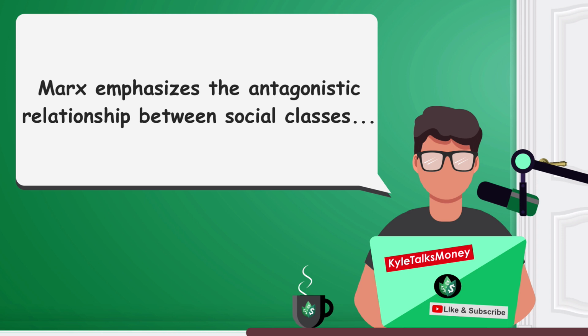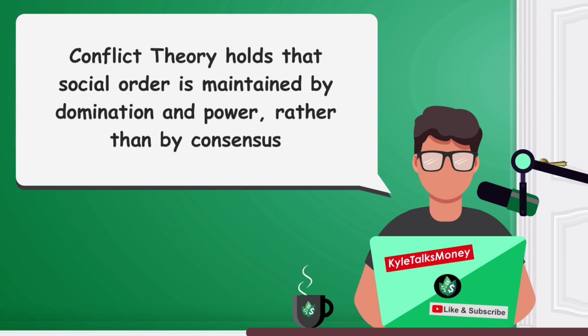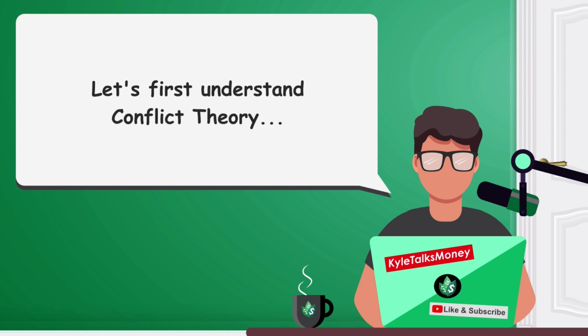Conflict theory had a profound influence on 19th and 20th century thought and continues to influence political debates to this day. Conflict theory holds that social order is maintained by domination and power, rather than by consensus and conformity. According to conflict theory, those with wealth and power try to hold on to it by any means possible, chiefly by suppressing the poor and powerless. A basic premise of conflict theory is that individuals and groups within society will work to try to maximize their own wealth and power. But let's first understand what conflict theory really is.